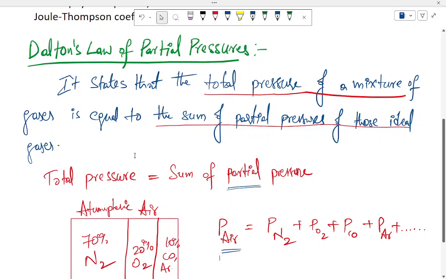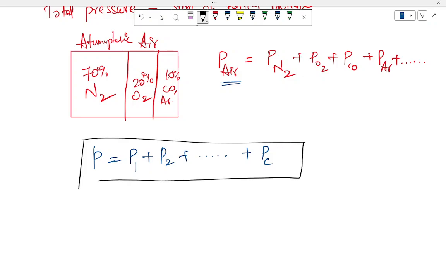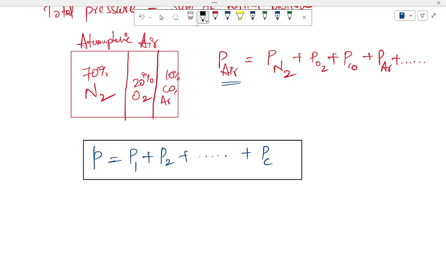Essentially, I can write it in the more common form: P is equal to P1 plus P2 plus so on plus PC. Let us keep calling it PC for now, and this is how your expression will look for Dalton's law of partial pressures. So how can we prove this?